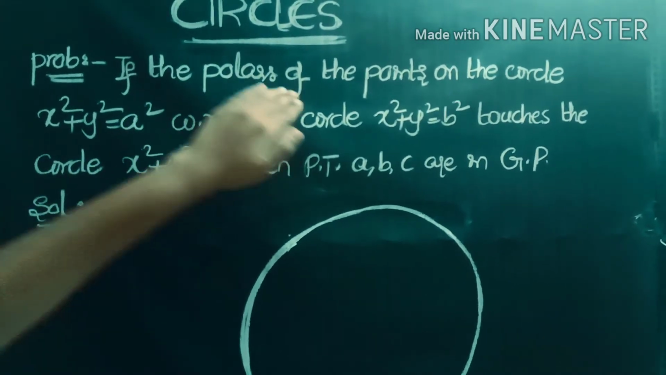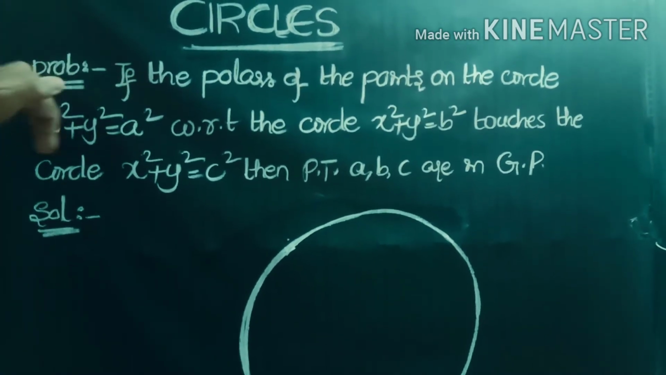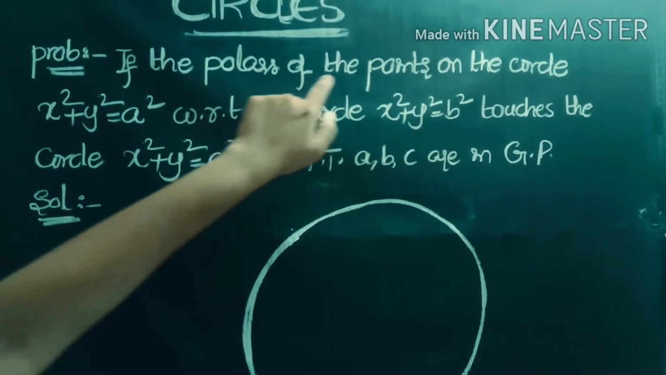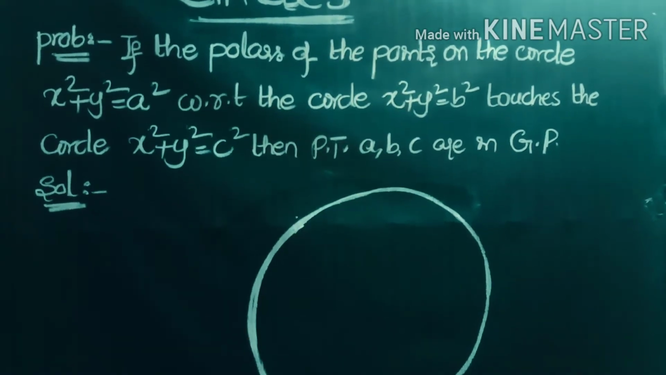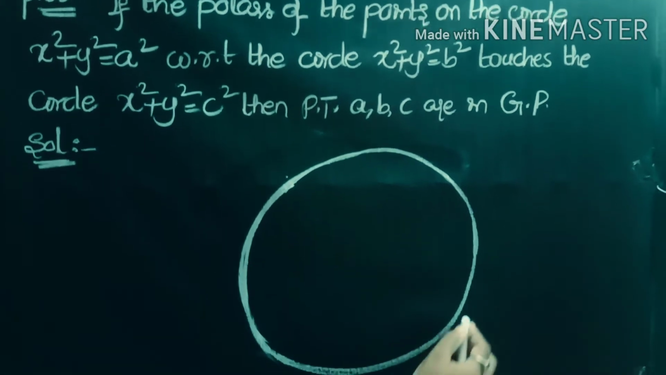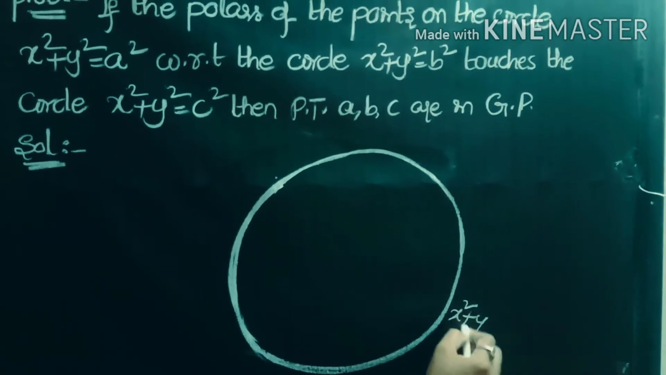The polar of the point on the circle, that is, first we are taking one point on the circle, the polars of the points on the circle. Points on the circle means here first we take one equation of circle which is x square plus y square is equal to a square.